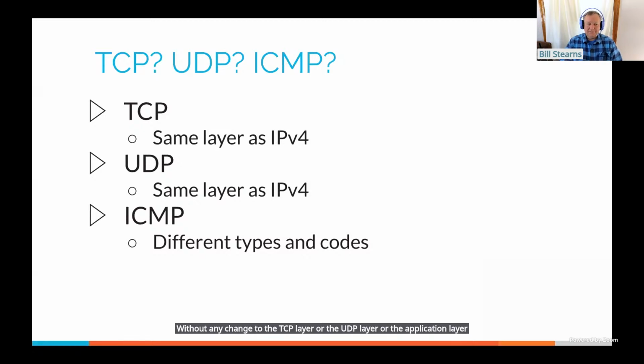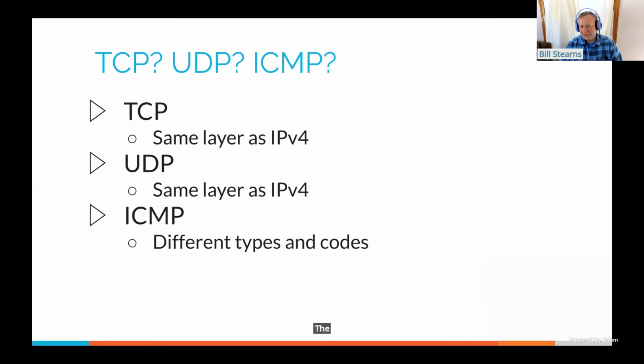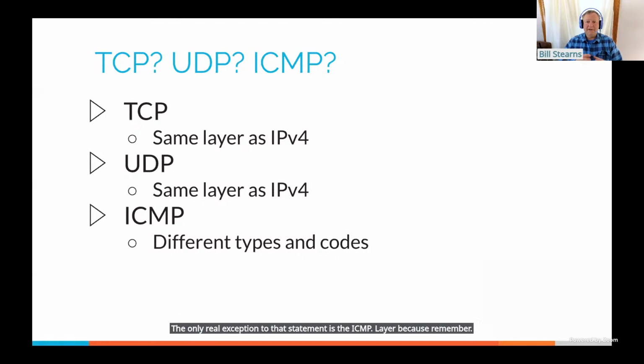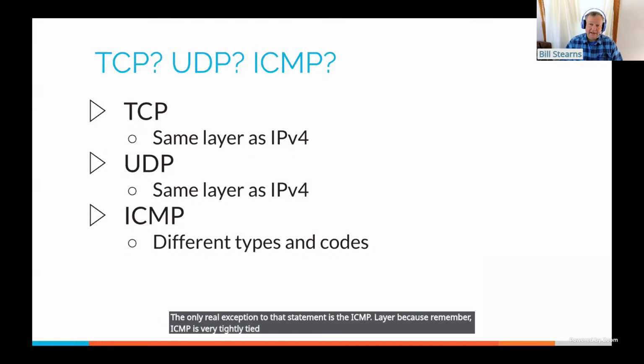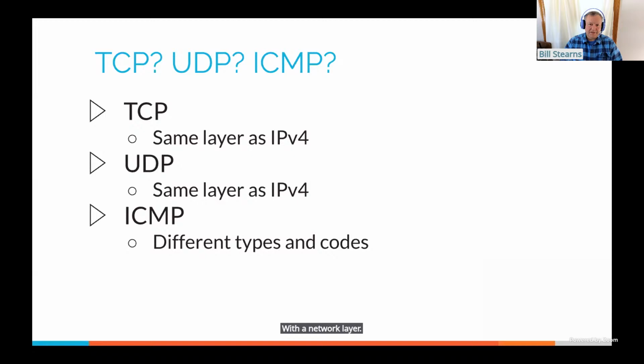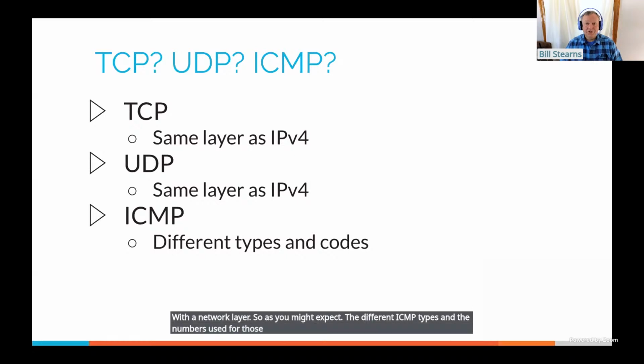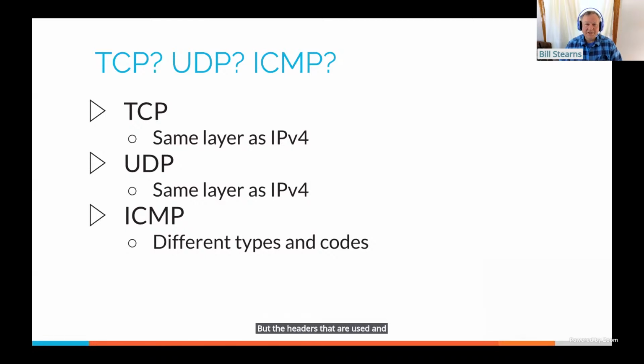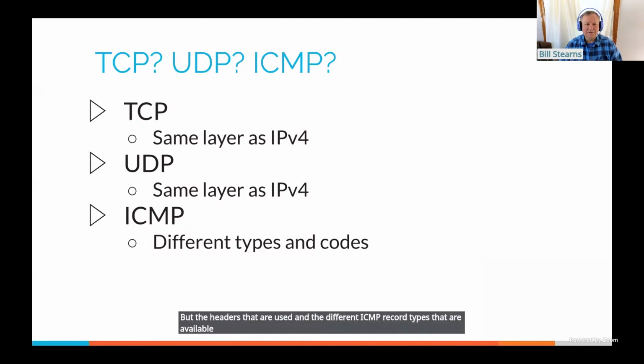or anything else. The only real exception to that statement is the ICMP layer, because remember, ICMP is very tightly tied to the network layer. ICMP does some low-level housekeeping, but it also does things like reply when there's a problem with the network layer. So as you might expect, the different ICMP types and the numbers used for those have changed. I'm not going to go into much detail about that today, but the headers that are used and the different ICMP record types that are available, there's some good RFCs for that.